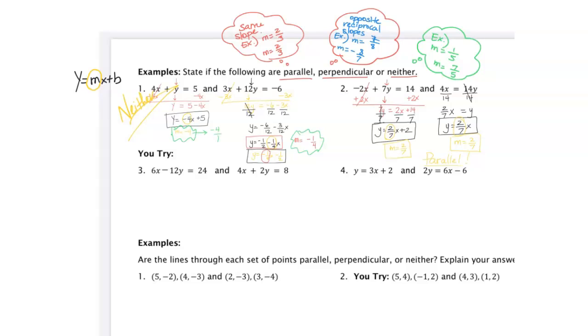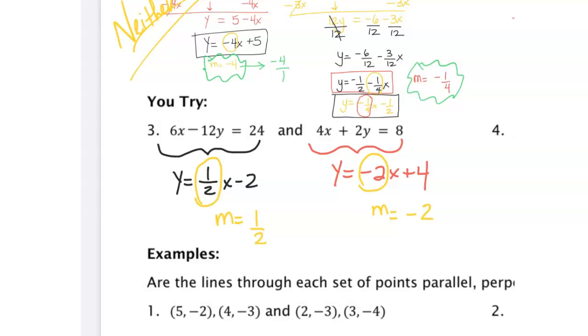All right. Numbers 3 and 4, you guys will try numbers 3 and 4. So please take a moment to pause the video, rearrange both equations within 3 and both equations within 4 so that y is by itself, and then identify those slopes.